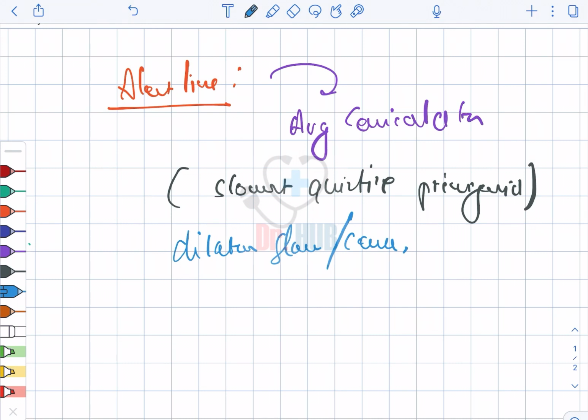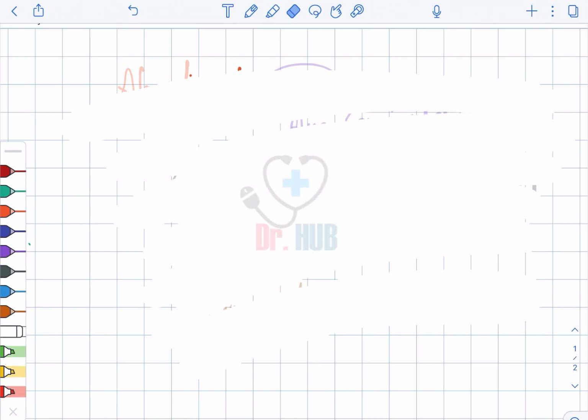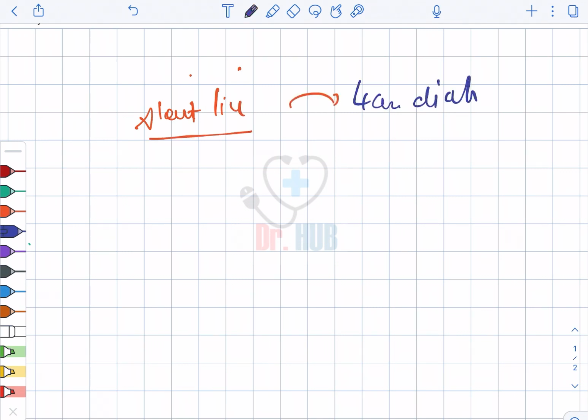Next, the Partogram plot crosses the alert line in such cases. If you look at the alert line, it starts at 4 centimeter dilation with the expected dilation of 1 centimeter per hour.